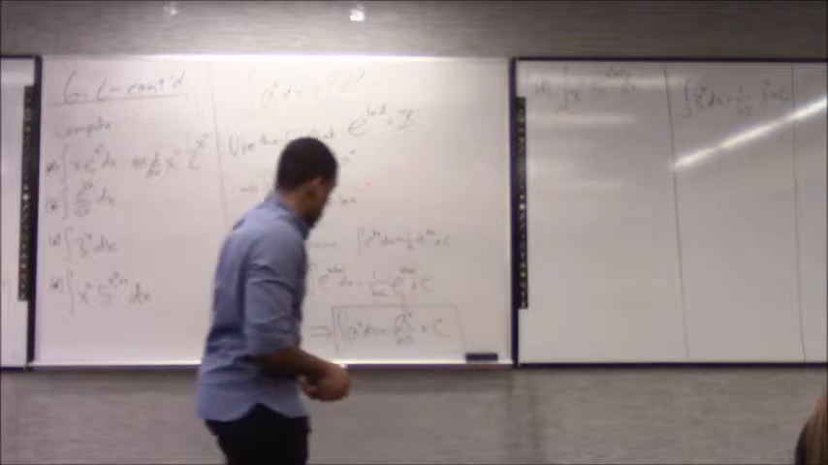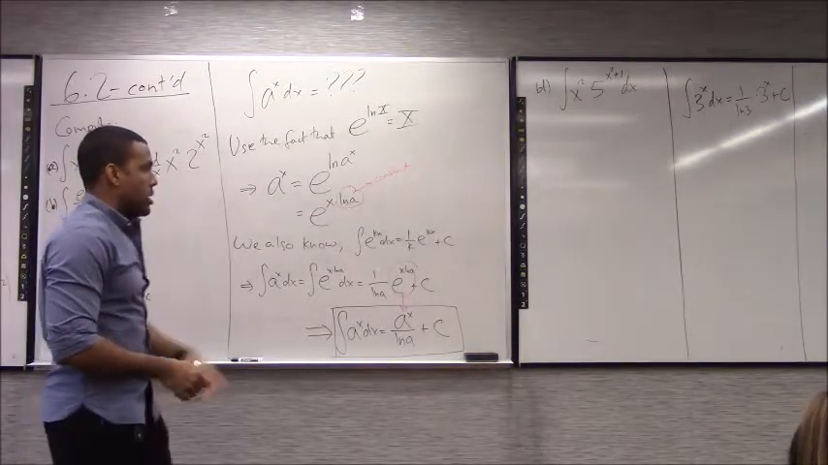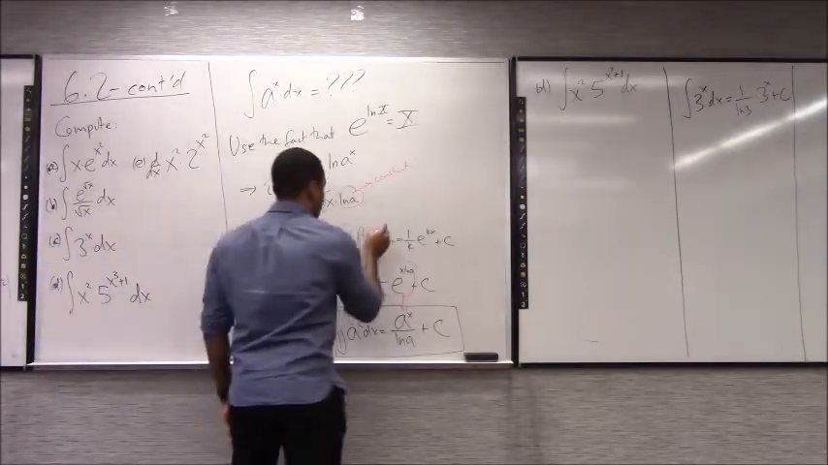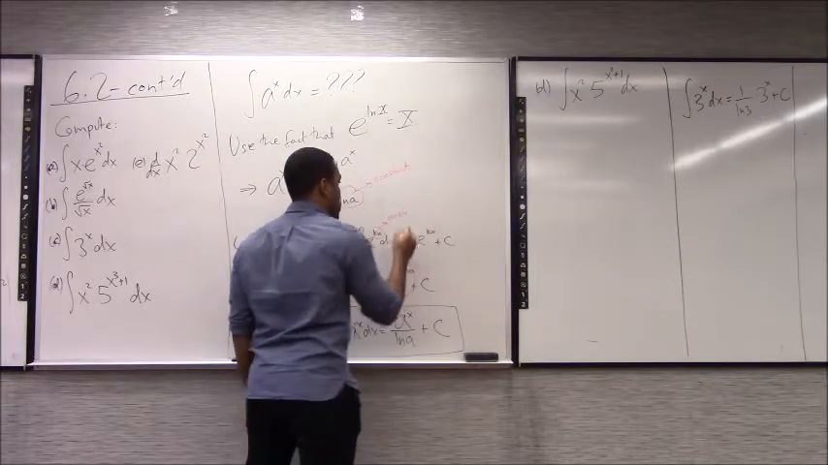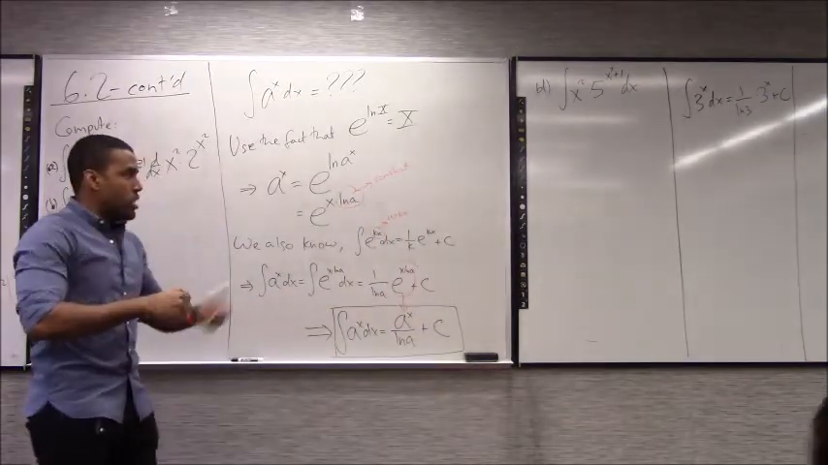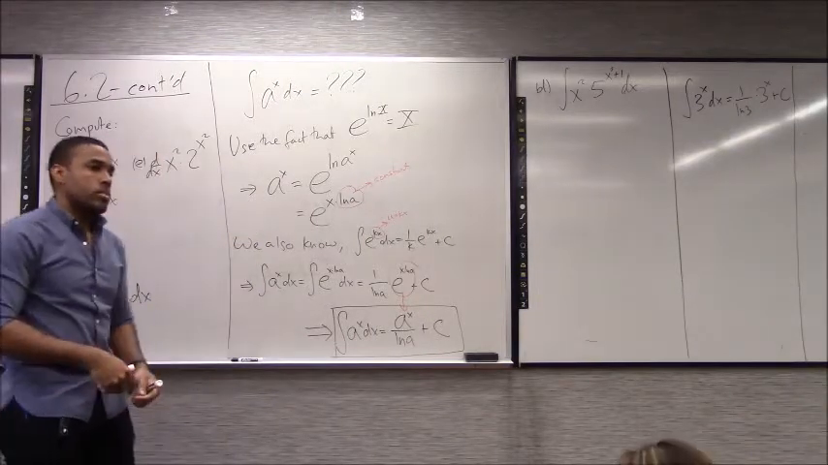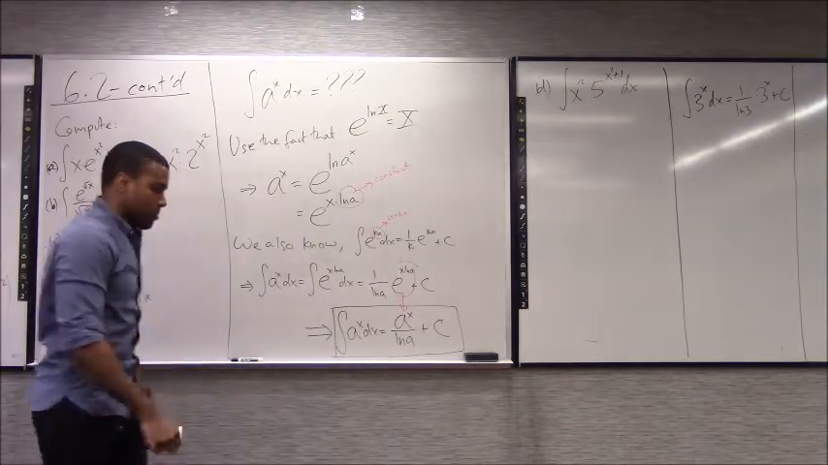Did you ever prove why the integral of e to the kx dx is 1 over k e to the kx? I believe I did. We used a substitution. Correct me if I'm wrong. You do a u sub, set u equals kx. Then your du would be k dx, and then you divide, so you get that 1 over k. I did show that, right? Yeah.